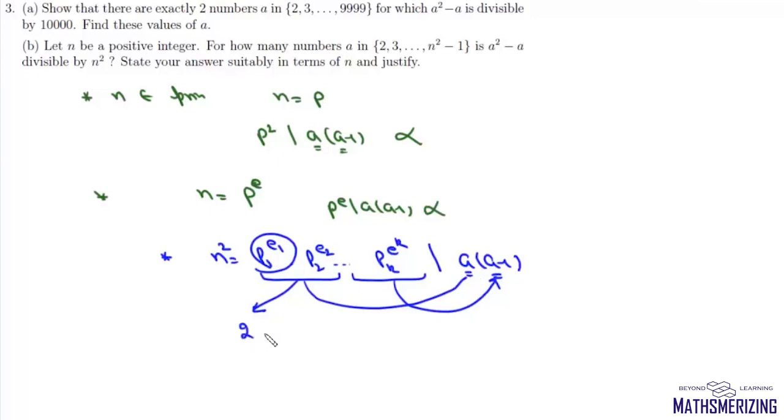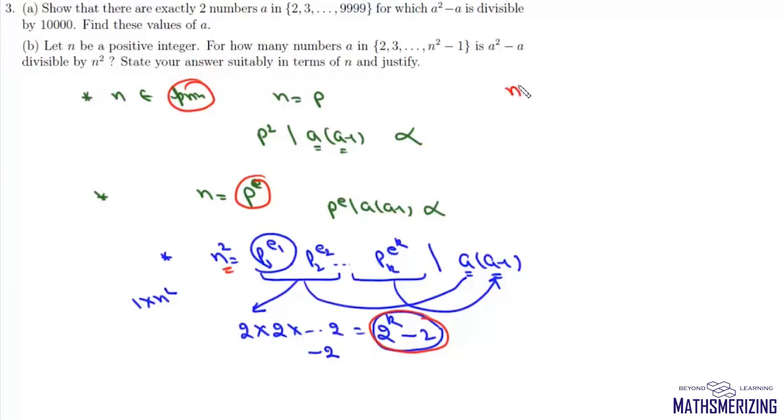So for p1, it'll be two choices. For p2, it'll be two choices. And then for pk, it'll be two choices. So the total number of cases will be 2 to the power k. And from this, we'll subtract two cases when the factorization is of the form 1 into n square. In that case, either a is 1 or a minus 1 is 1, which is not possible. So the total number of ways in which we can split the prime factorization of n square is 2 to the power k minus 2.